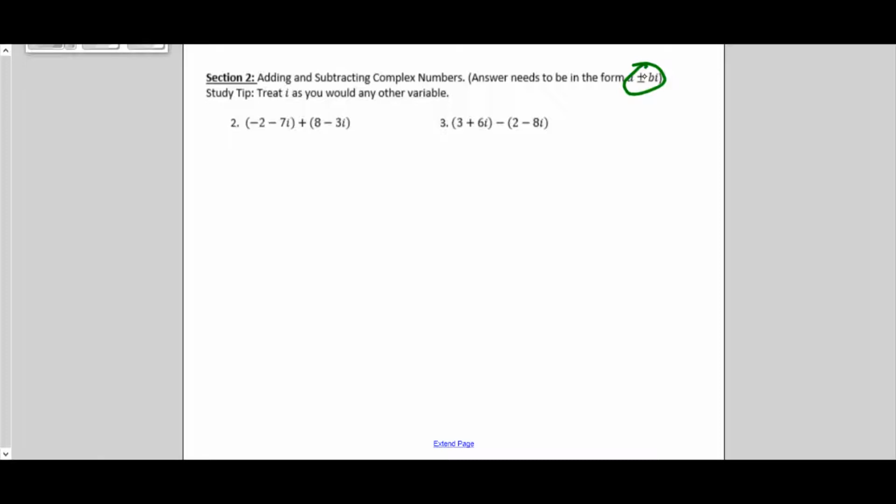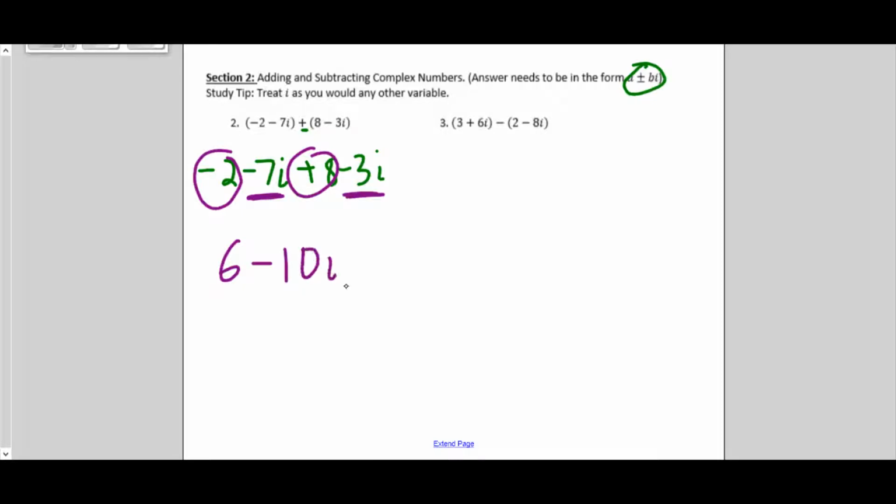So here in example 2, I have negative 2 plus 7i plus 8 minus 3i. So these parentheses are being added, so I can just remove them. So this would be negative 2 plus 7i plus 8 minus 3i. And now I'm going to combine like terms. So negative 2 plus 8 is 6. And 7i minus 3i is 4i. And this is in the correct form because the term with my i comes second.